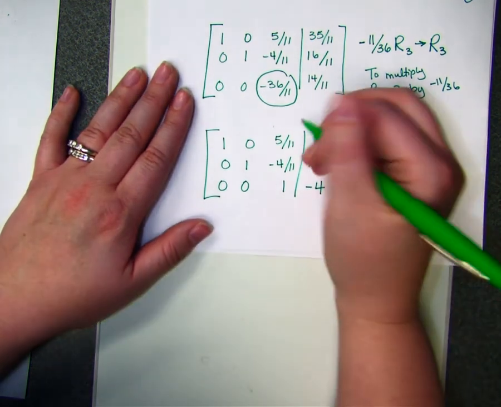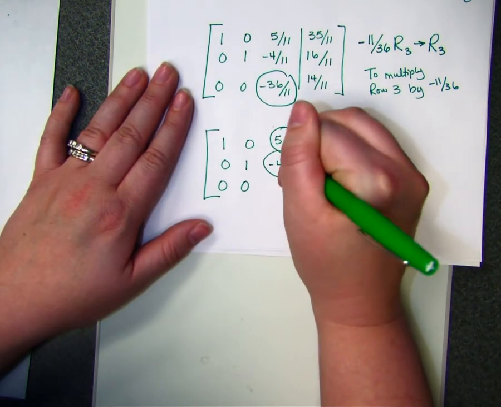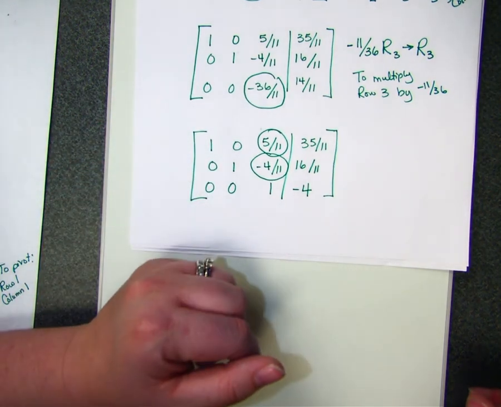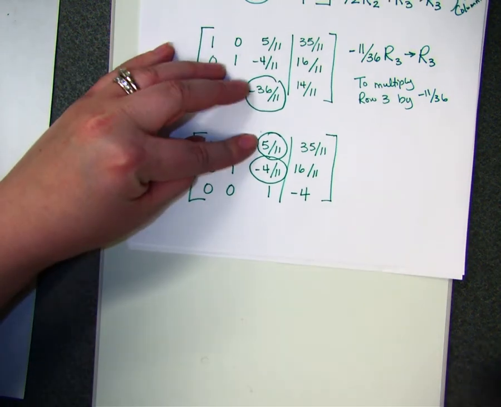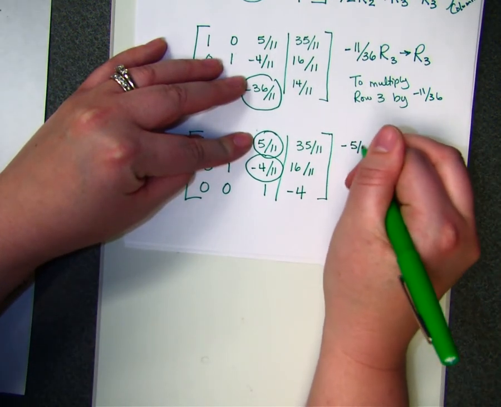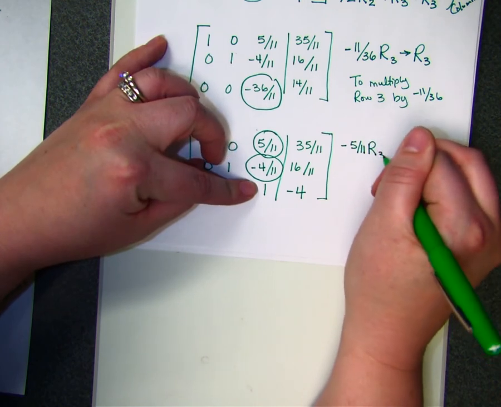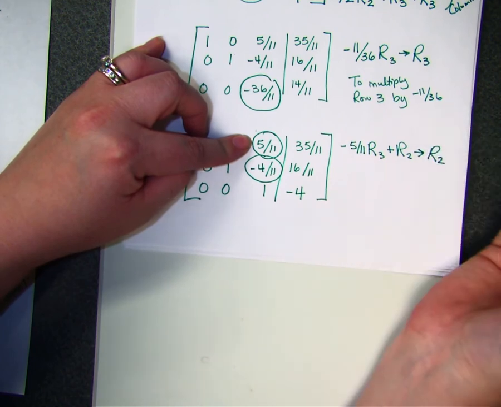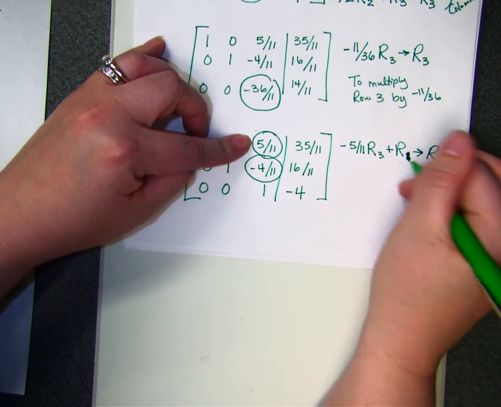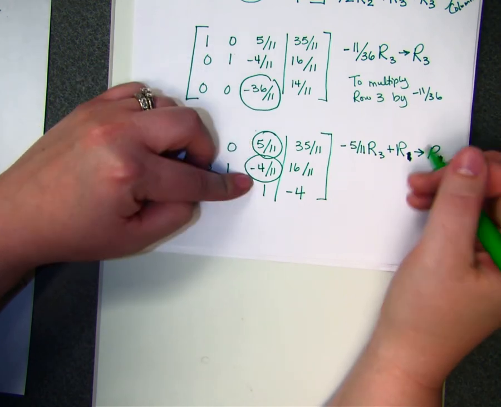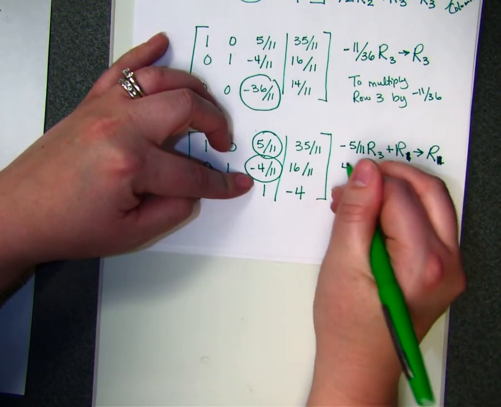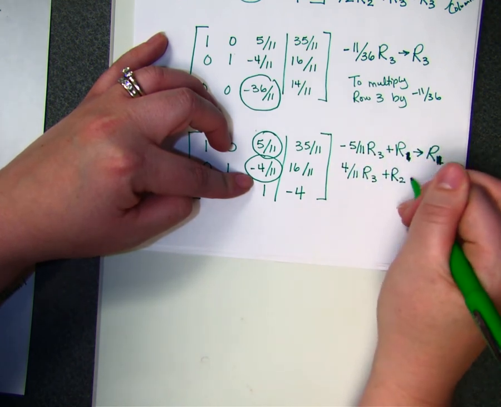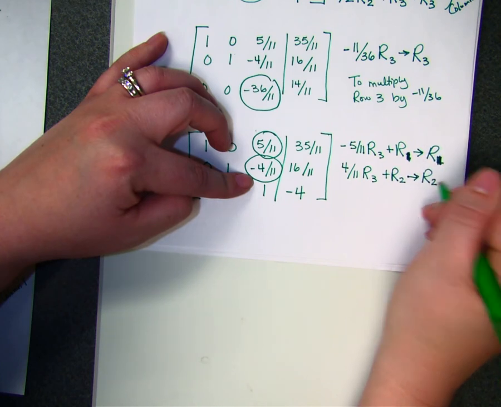Our last goal is to take these two numbers and turn them into zeros. And the trick for turning into zeros is always opposite sign. So the opposite sign of 5 over 11 is negative 5 over 11 times the row that has the 1 plus the row we want to change, new changed row. Oops, those are 1s. Same thing here, we want to turn it into a 0, opposite sign times the row with the 1 plus the row we want to change, to get a new changed row.